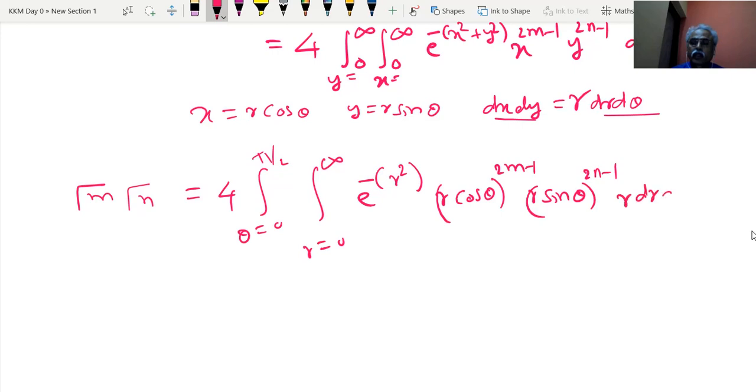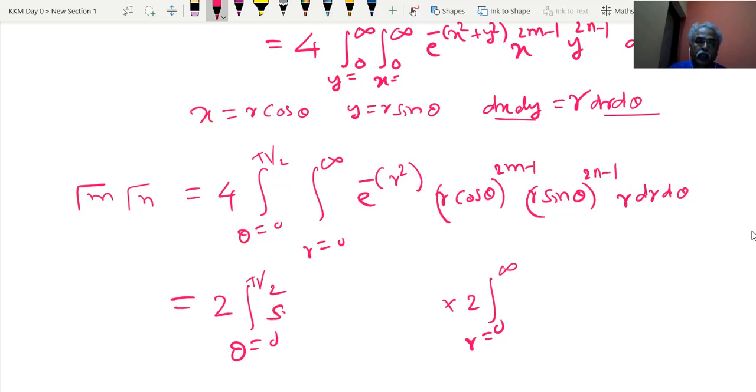r dr d theta. Now, the question is to separate out theta terms. Two times I'll take here, and one more two I'll take here, and r terms. So, theta terms are sine and cos. Sine raised to 2n minus 1, cos raised to 2m minus 1. R terms are r raised to 2m minus 1, 2n minus 1, and r raised to 1. So, one of the minus 1 is disappearing.